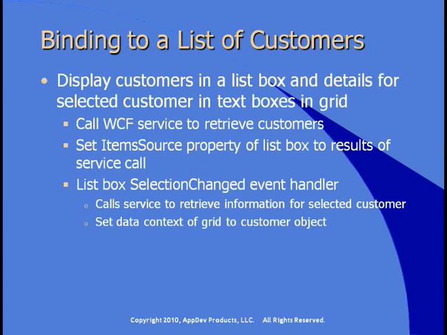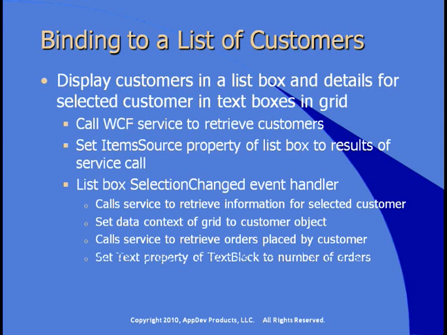Then we're going to set the data context of the grid to the customer object. And then we're also going to call the service because we want to know how many orders were placed by the customer, and then we're going to show that in a text block.